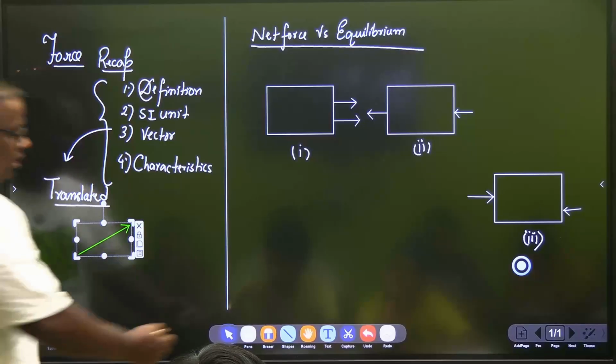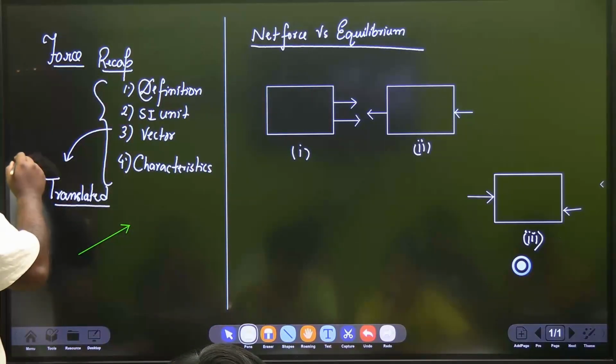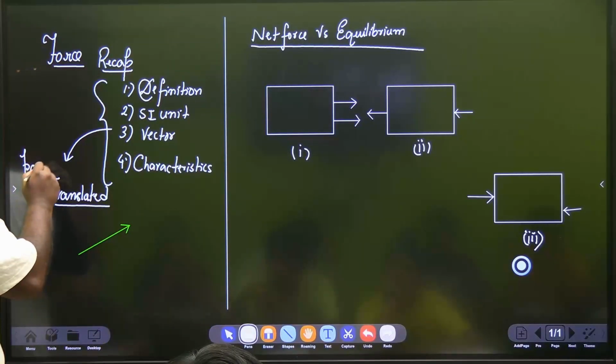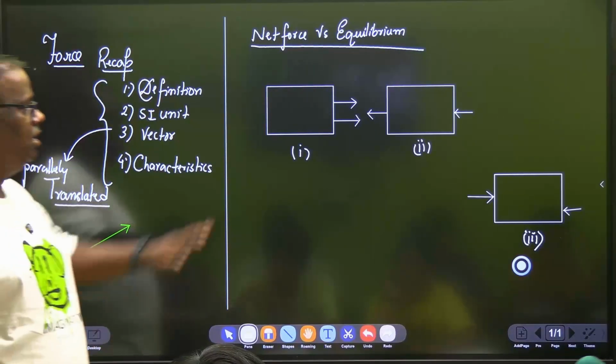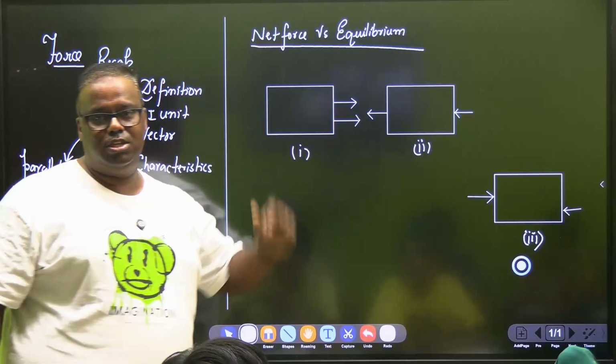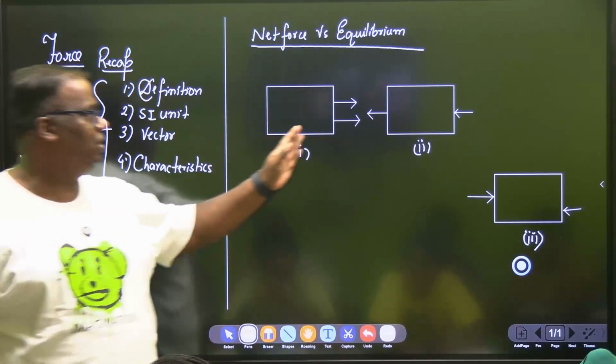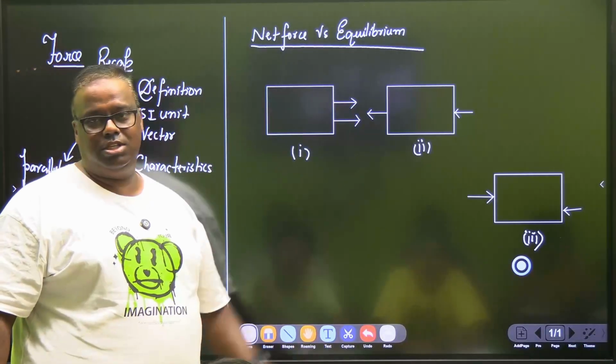So this concept we call is that every vector can be parallelly translated. It's a grade 11 concept. Now we will put that same concept out here. We'll put the same concept out here. Are these two forces in the same direction?